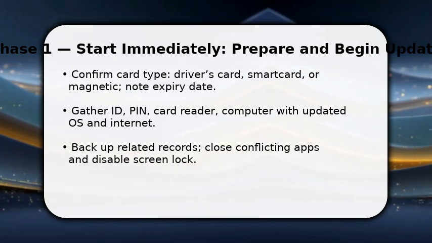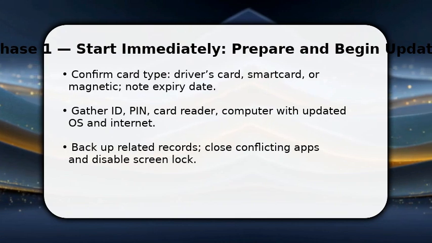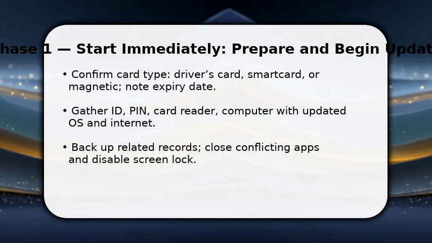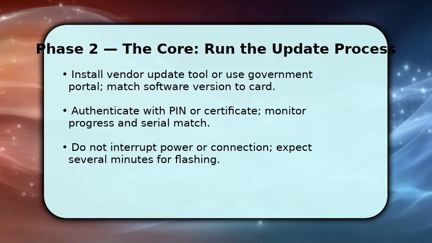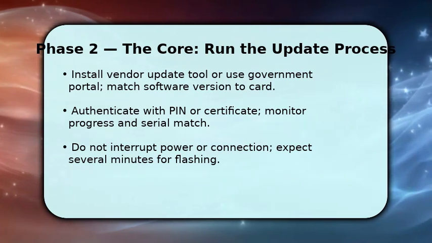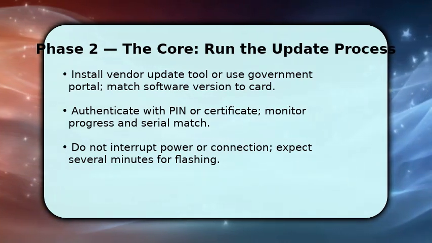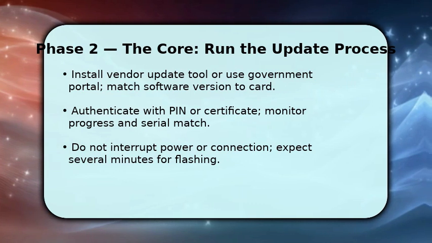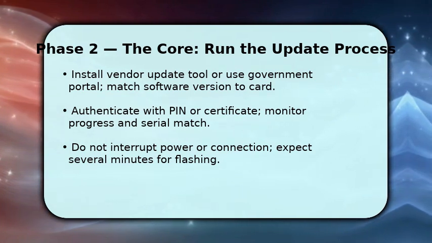Now power up the update utility and authenticate. This initial setup prevents common errors and saves time. You run the official update tool or log into the government portal, ensuring the software version matches the card model. Authenticate using your PIN or digital certificate.